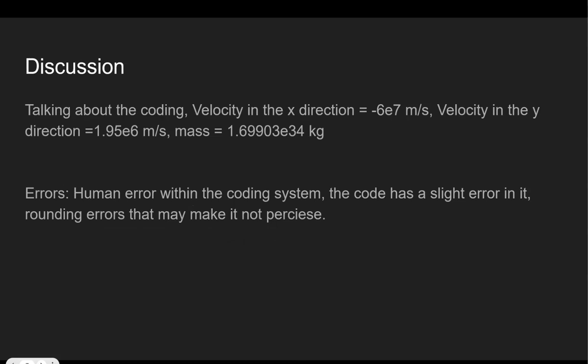So this is a very quick discussion of it. The velocity I showed you was -6 e to the 7th meters per second. The velocity in the y direction was 1.95 e to the 6 meters per second. The mass being 1.69903 e to the power 34 kilograms. But some of these have a bit of error within them. With the coding system itself, I could have made a personal error writing into it. The code could have a slight error in it, or there could be rounding errors that can make the evaluations not as precise.